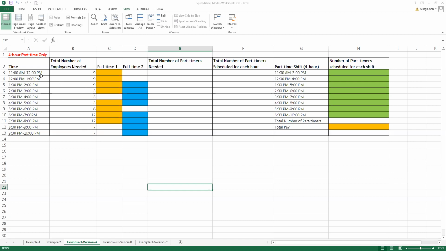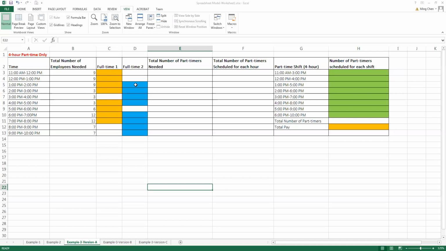So for example, from 11 to 12, they need 9 people on duty. From 12 to 1, they need 9 as well. But in the afternoon, because it's the break between lunch and dinner, they don't need a lot of people. So for example, from 2 to 3, from 3 to 4, they only need 3 people on duty. So the column B shows the number of people needed or required based on the workload.